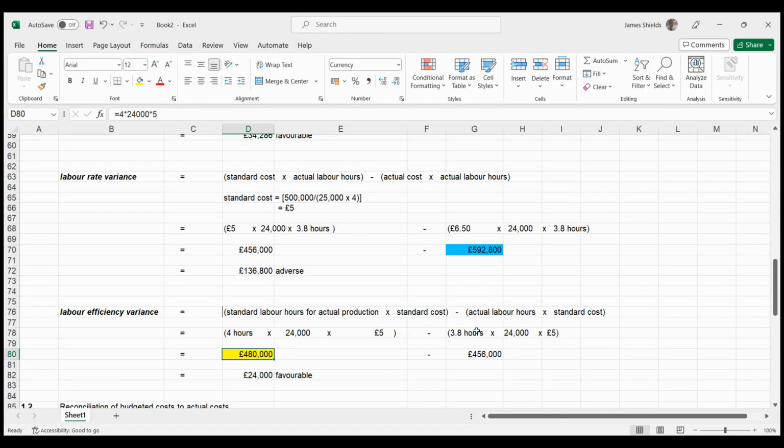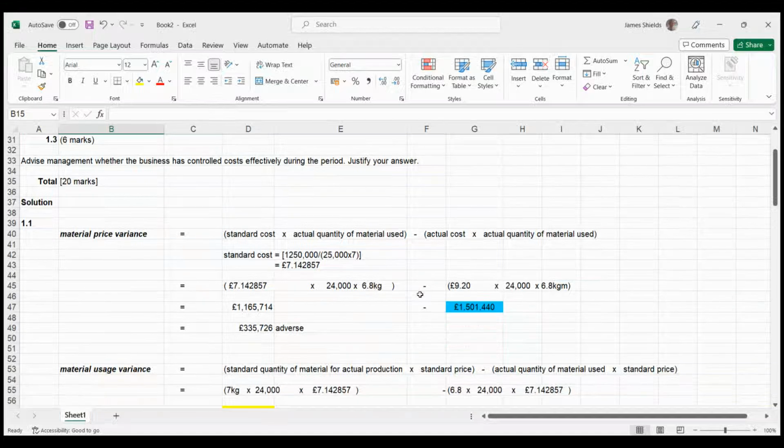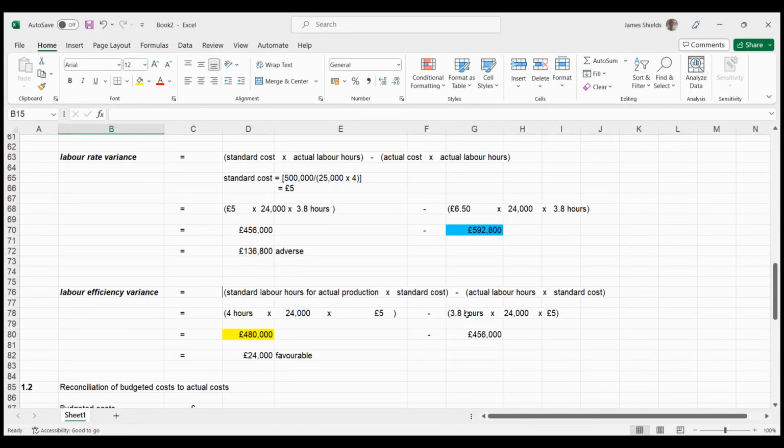Now, take away the actual labour hours. So I'm going to go back to the question for the actual labour hours. That was 3.8 hours. Times the actual quantity of 24,000 times the standard price of £5. So 4 hours times 24,000 times £5 gives us the £480,000. And 3.8 hours times 24,000 times £5 gives us £456,000. So again, here the standard amount is greater than the actual amount. So therefore, the variance is going to be favourable. And the difference between the two amounts is 24,000. So the labour efficiency variance is £24,000 favourable.